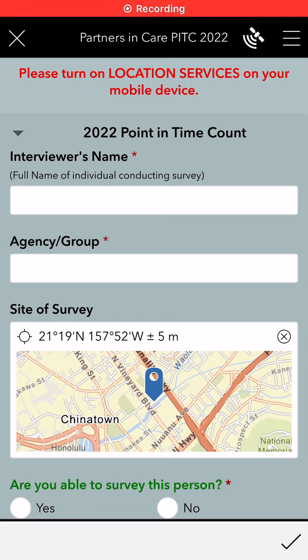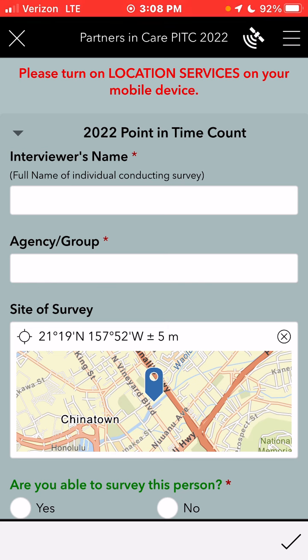At the top, you can see that it says, please turn on location services on your mobile device. There's another video on our YouTube page on how to turn on the location services. This must be done prior to the start of the count. If your location services are not turned on, we will not be able to pinpoint where the survey is being taken, and it will show that you are in another country. Once that is all set up, you can start the survey.